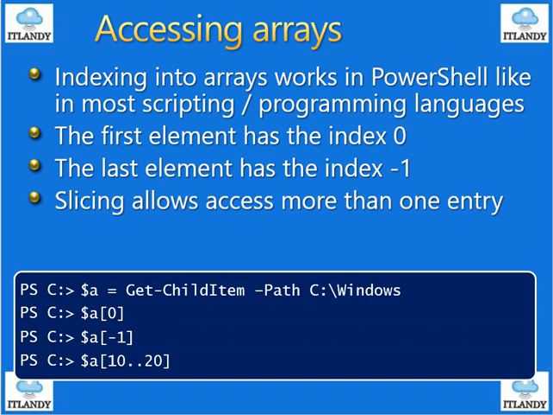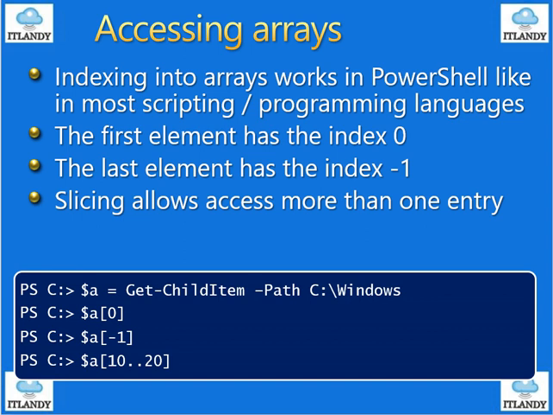Next, how do we access these arrays? Indexing into arrays works in PowerShell like in most scripting and programming languages. The first element has the index 0. The last element has the index -1. Slicing allows access to more than one entry. Have a look.